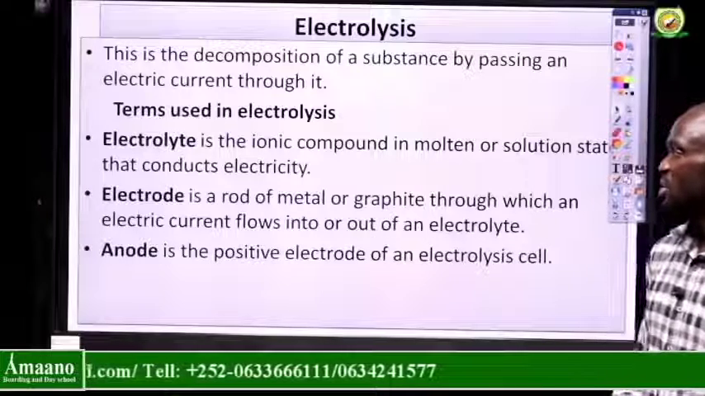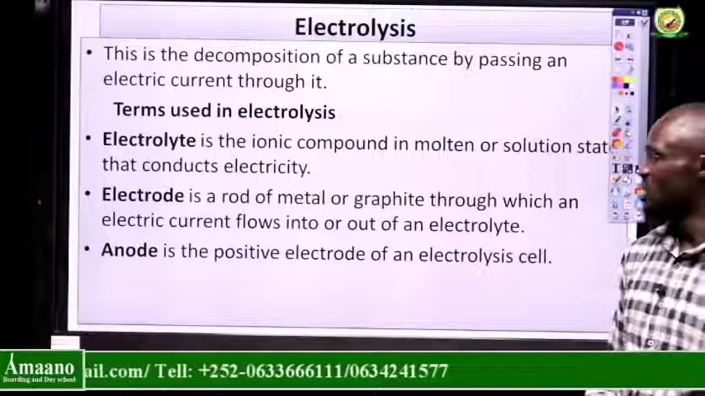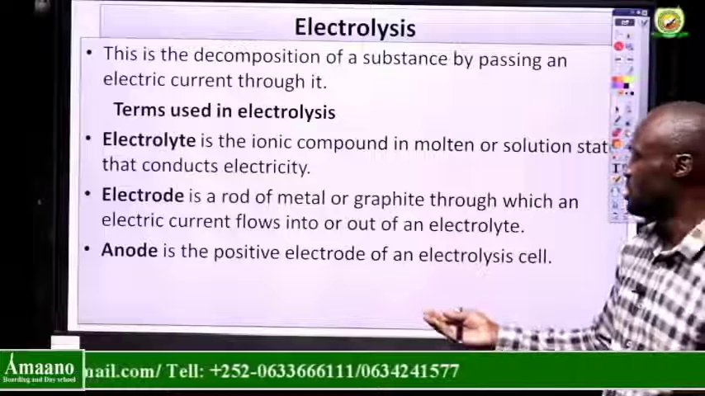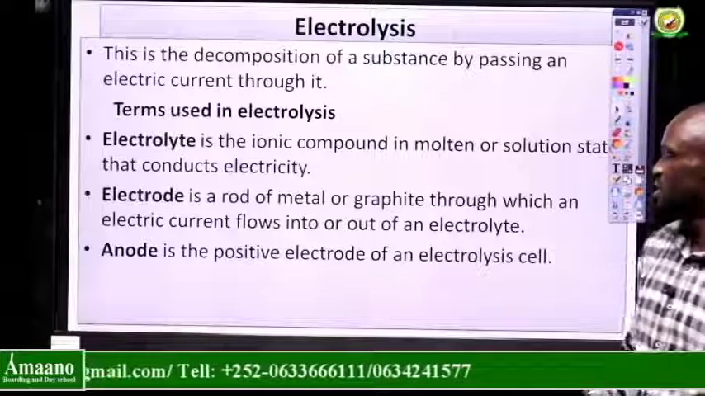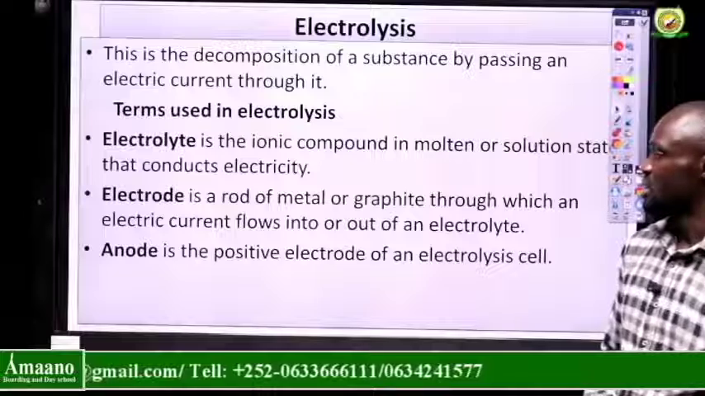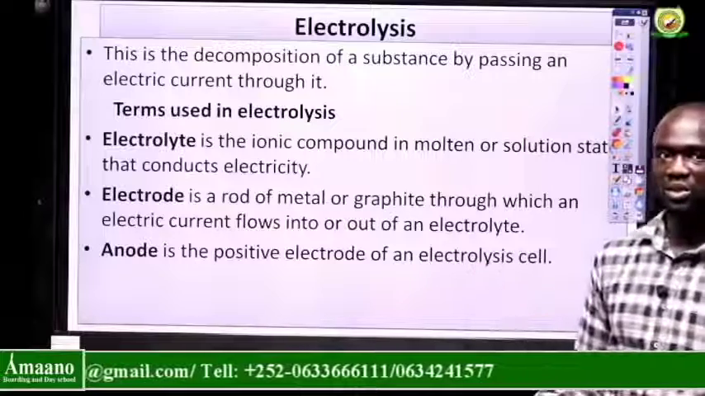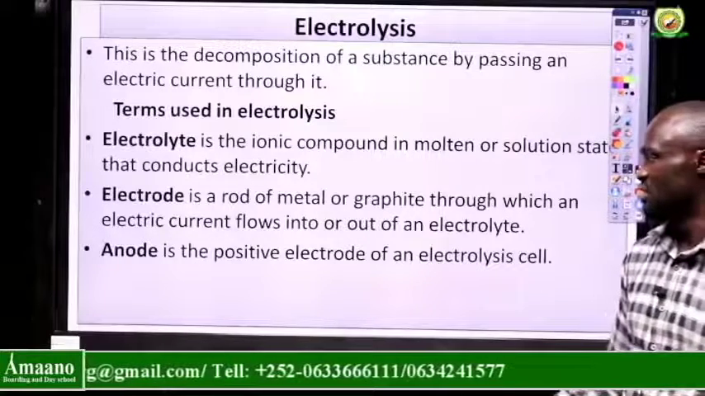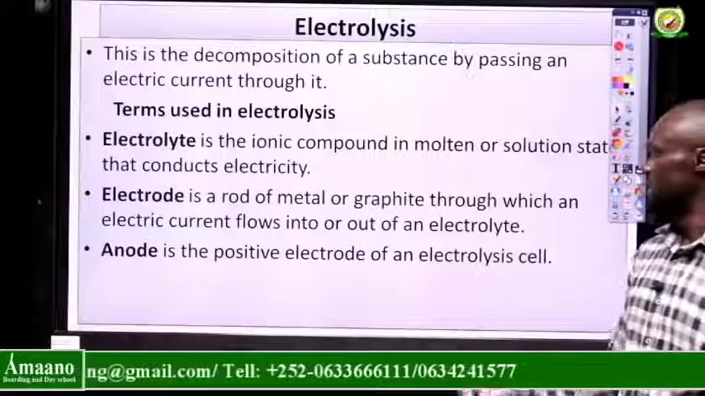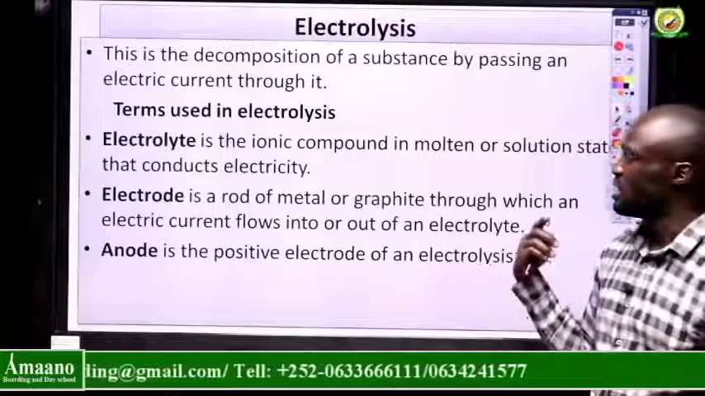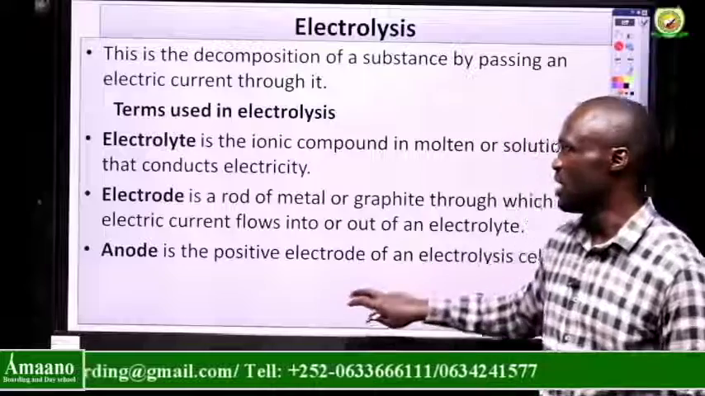Then we have what we call anode. Anode is a positive electrode of an electrolysis cell. You know, a cell has terminals, a positive and a negative terminal. But in an electrolytic cell, the positive terminal is what you call the anode.